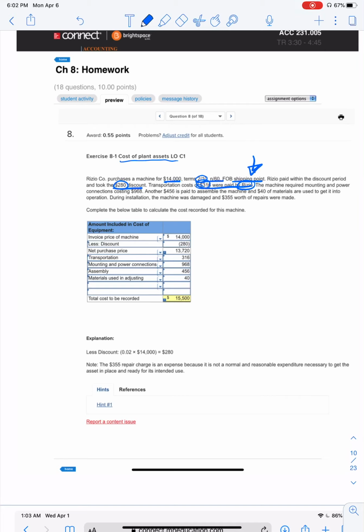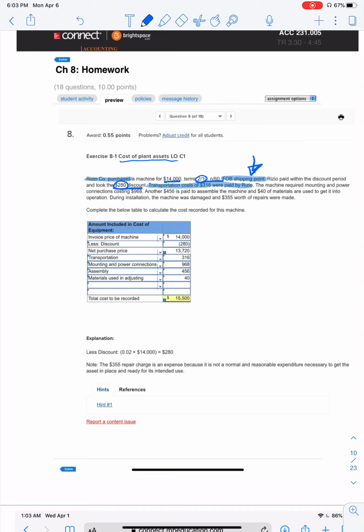So whether this piece that I'm about to highlight was actually included, you should have been able to ascertain that transportation was paid by Rizzio, because Rizzio purchased FOB shipping point. FOB shipping point means that ownership changes hands as soon as that material is loaded on the truck and shipped off. So as soon as that was shipped, it no longer belonged to the seller, but instead belonged to Rizzio. And if it belongs to Rizzio, then Rizzio must pay the shipping.